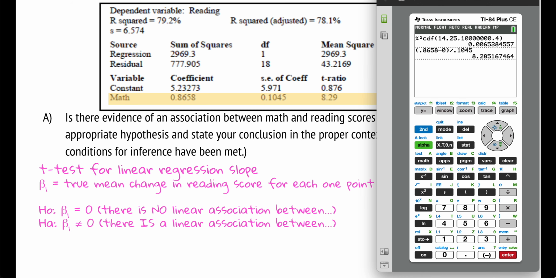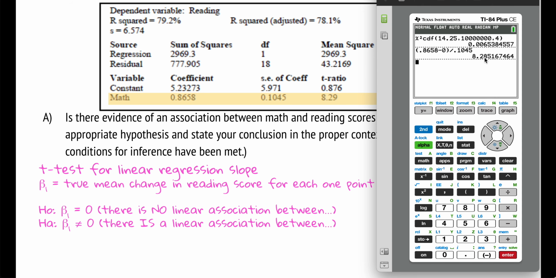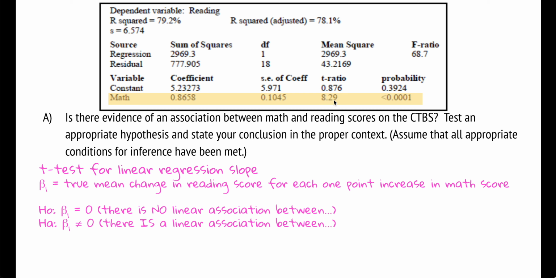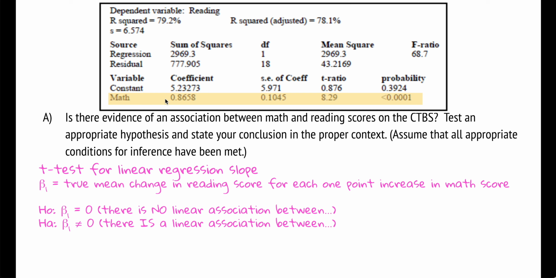But notice that on my little table, the next column over says t-ratio, 8.29. That's pretty much what I just got on my calculator. So they do actually give you the t-score in that table. And then the next column that says probability, you can probably guess, that is our p-value. While I could take that t-score and use a t-table to estimate a p-value, the table of information that we're given is typically pretty much always going to also give you the p-value. So our t-score is 8.29, our p-value just says less than 0.0001, so it's very small.